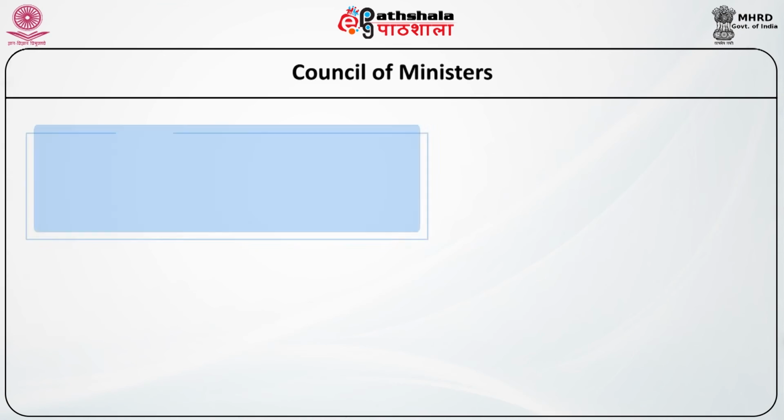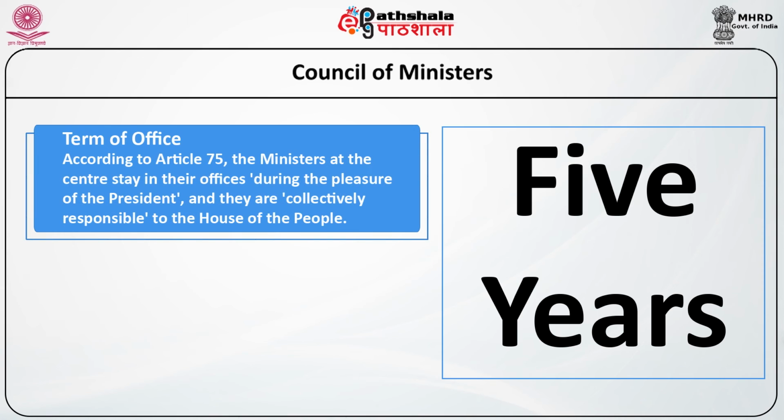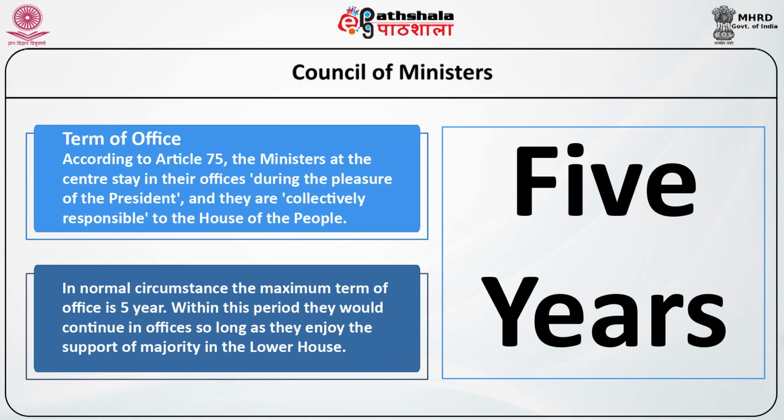Term of office. According to Article 75, the ministers at the central level stay in their office during the pleasure of the President, and they are collectively responsible to the Lok Sabha, that is the House of People.